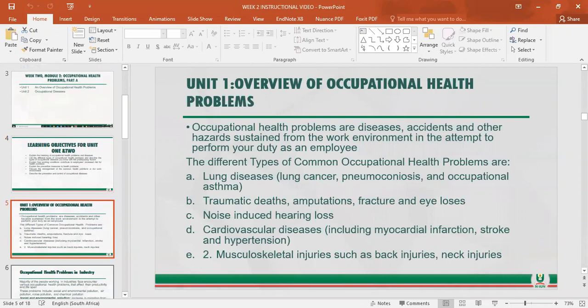So you've heard about occupational health problems. What comes to your mind when you hear about occupational health problems? What runs in your mind? I would like to share your thoughts.